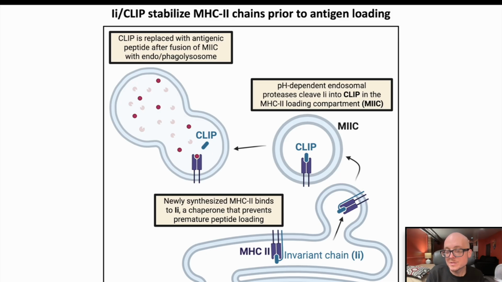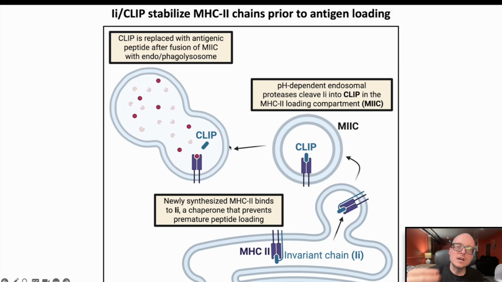So it continues both to stabilize the MHC class II molecule as well as to block the binding groove from binding anything else until the time is right and it encounters the exogenous antigens in a compartment that contains such antigens. And this endosomal compartment that has the MHC CLIP complex, we eventually begin to call the MHC class II loading compartment, or M2C.